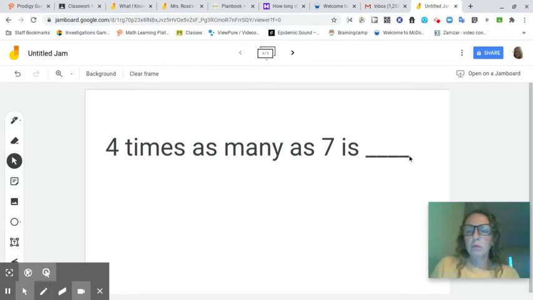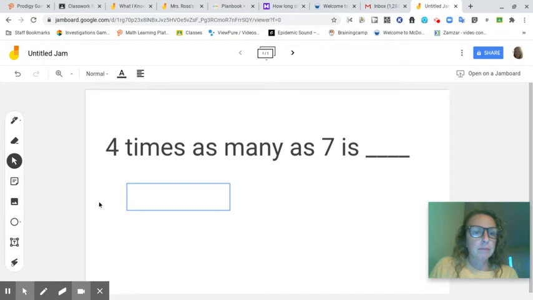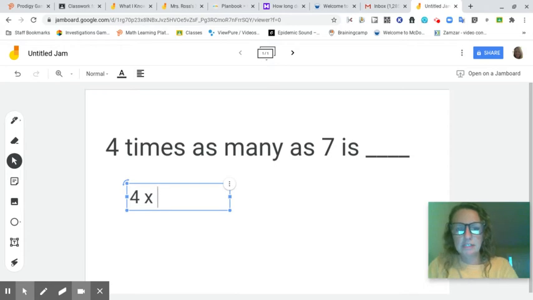How could we change this phrase to just numbers? So we're going to put this in a number sentence instead of a wordy sentence like this, because mathematicians like to shorten things up, make them short and sweet and quick to write, because usually mathematicians aren't very good writers. So how would we write this? Mathematically, with just numbers, we would say 4 times as many as 7 is what?